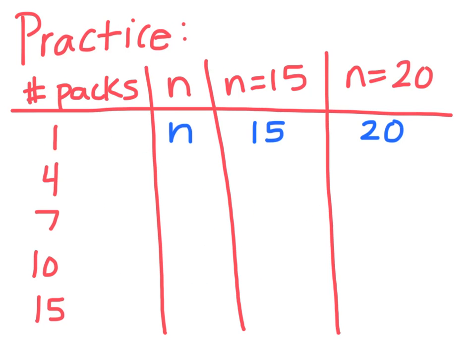Here's another practice chart for you to fill in. Let's say we have n stickers in a single package of stickers. Find the number of stickers in terms of n, then find the number of stickers for the given values of n. I filled out the first line for you. If we have a single pack of stickers, we would express that as n, or when n equals 15, that would be 15, or when n equals 20, that would equal 20. Complete the same process if we have 4, 7, 10, and 15 packs of stickers. Press pause while you work, and when you come back, we'll discuss division.